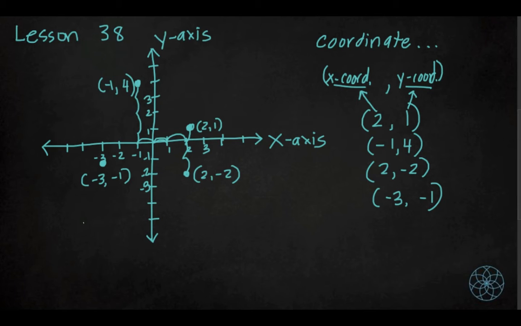Now the type of questions that you might get when working with a coordinate plane would be either to graph points like we just did. It might be to sketch the whole coordinate plane and then graph the points. And it might actually be to find the perimeter or an area of a shape.